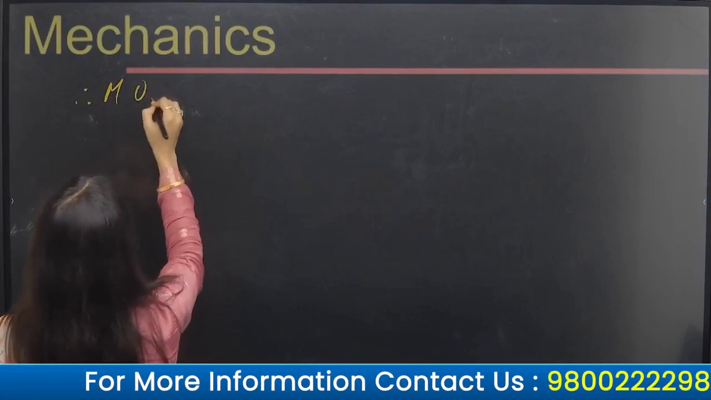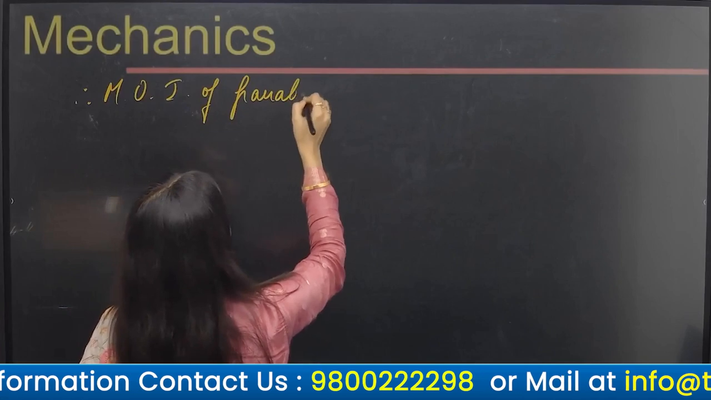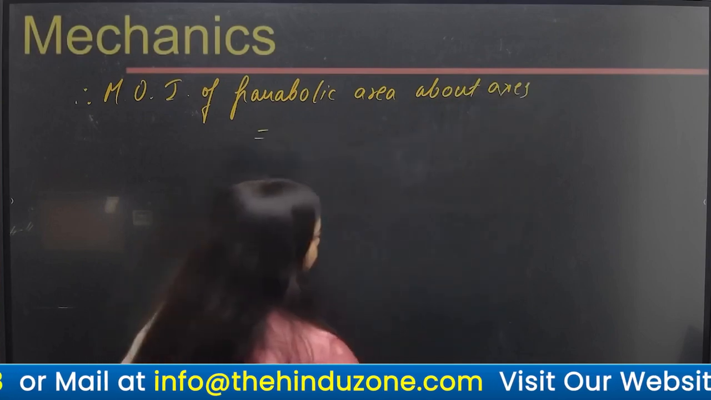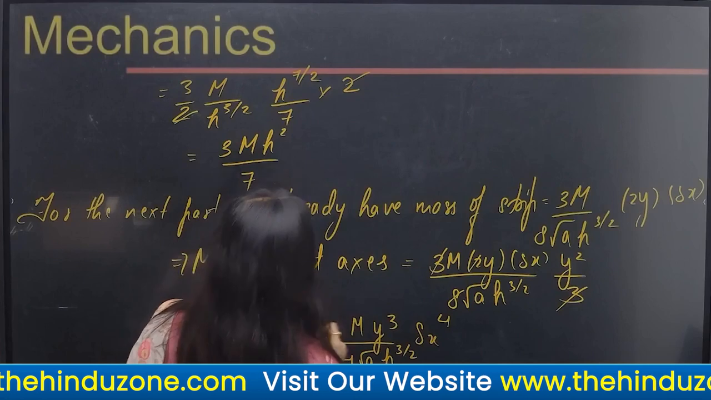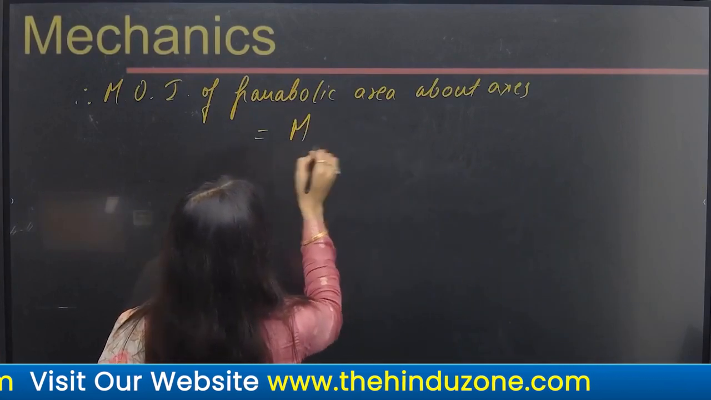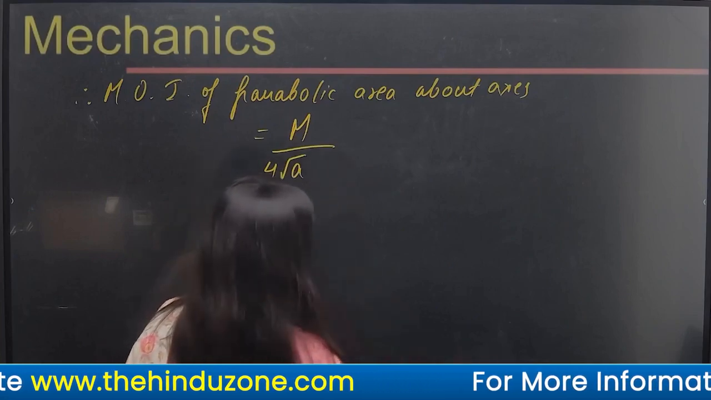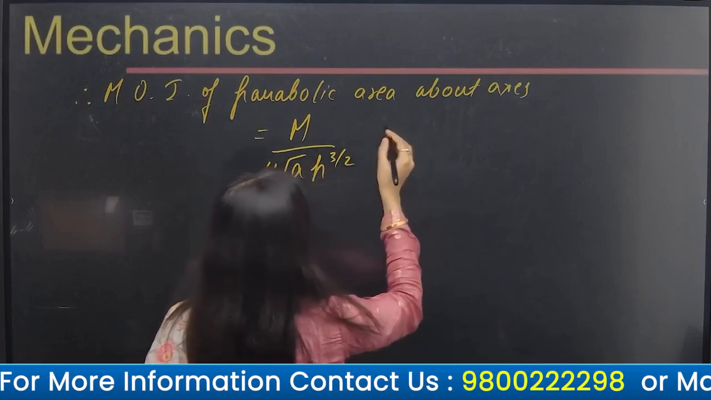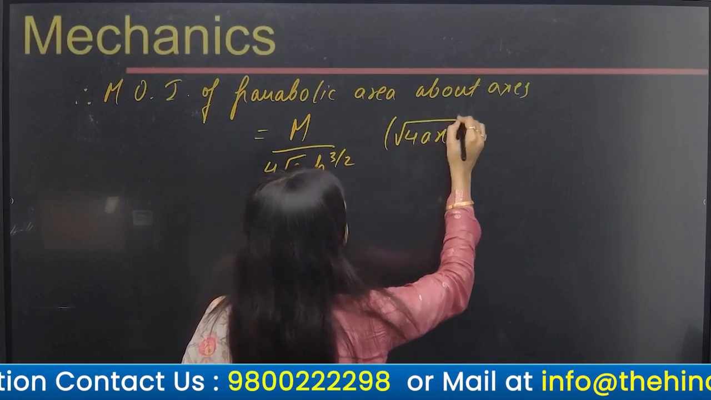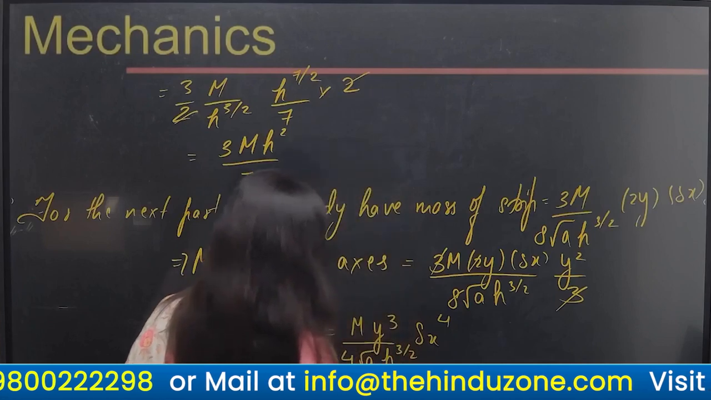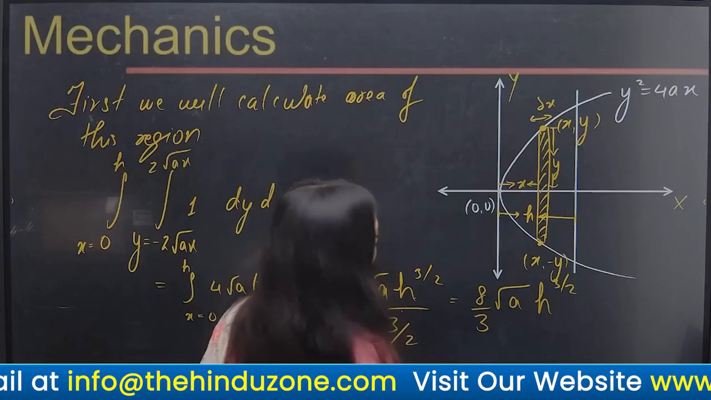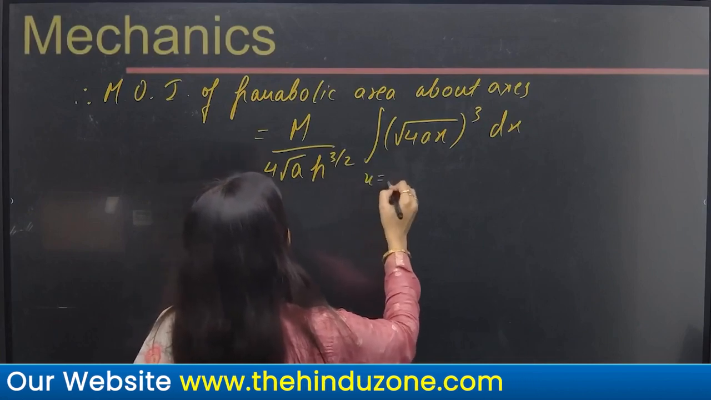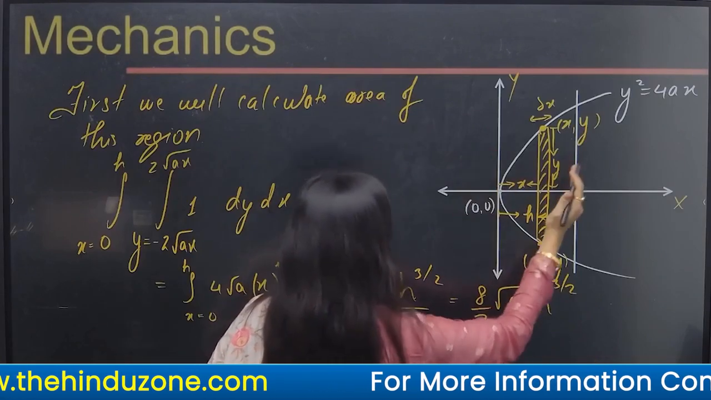Therefore, the moment of inertia of the parabolic area about the axis is m divided by 4 root a h raised to power 3 by 2, integral of y cube dx. The limit would be, with respect to x, again x equal to 0 to h, because in that area x is from 0 to h.